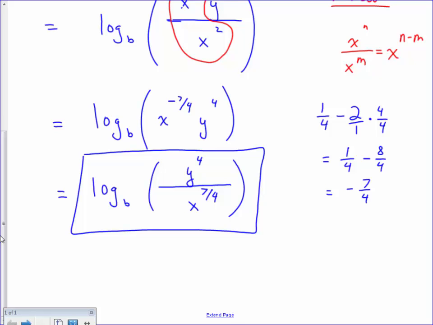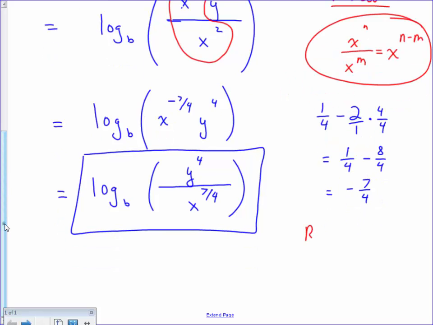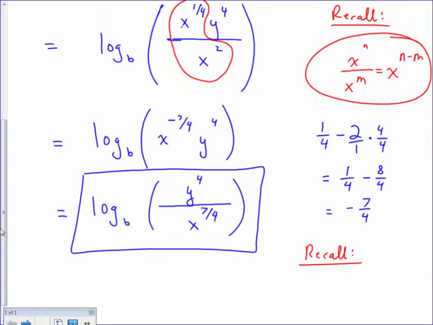There may be a couple of rules that you need to brush up on. This may be one of them. The other rule that I referred to was this one, and that was that if you have x to the negative exponent, it becomes rewritten as 1 over x to the positive exponent.